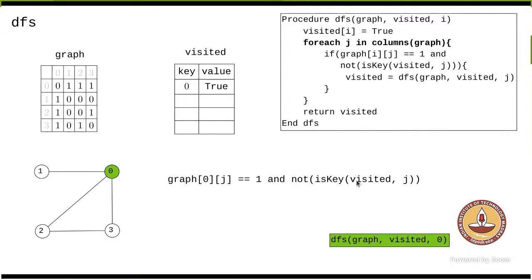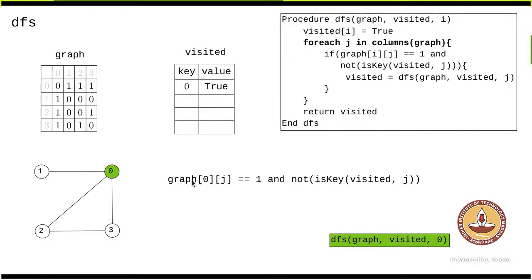Okay, so we have to ask this condition for how many values of j? We have to ask this for j equal to 0, 1, 2, and 3. So that's what the whole loop is about. You are going to loop through the columns of the graph. What are the columns of the graph? 0, 1, 2, 3. So for each value of j equal to 0, 1, 2, 3, you are going to ask this question. So let's ask this for j equal to 0.